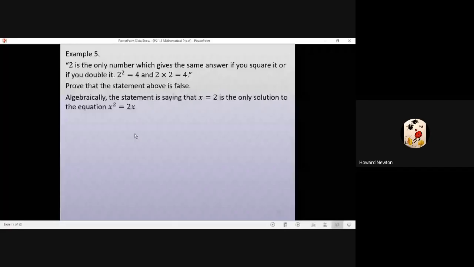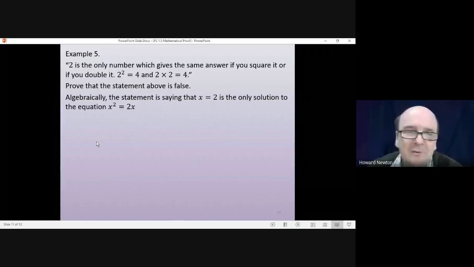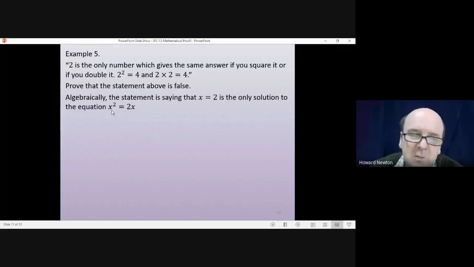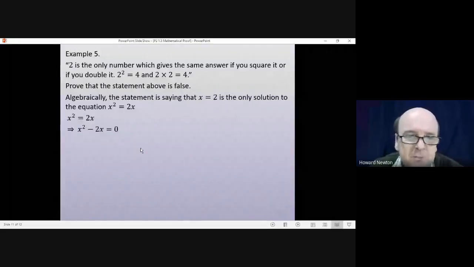Okay, let's have a look. So we're trying to prove that 2 is not the only number which gives the same answer if you square it or if you double it. And to do that, we're looking at the algebraic statement, which is saying the same thing, that x squared has to equal 2x. Well, if x squared equals 2x, just moving the 2x to the other side would give me that, which implies that x into x minus 2 is equal to 0 when I factorize it.